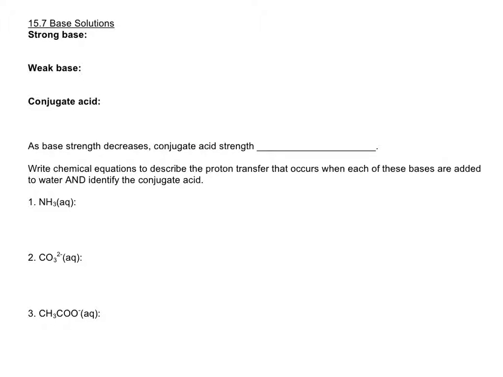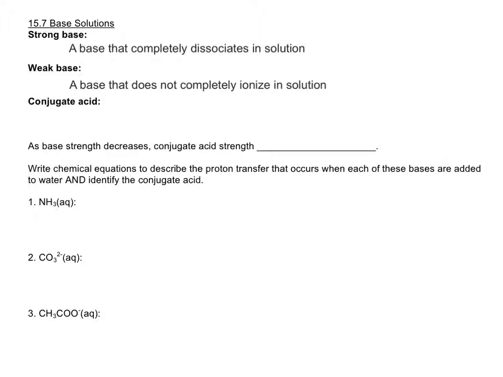Now let's spend a little bit of time talking about bases. So a strong base, just like a strong acid, is one that dissociates completely in solution. And a weak base is one that dissociates some, but does not dissociate completely. Okay, just like a conjugate base was what was left after the acid reacted, a conjugate acid is what's left after a base reacts. So after a base accepts a proton, you have a conjugate acid. Okay, so as the base gets better at taking a proton, it gets worse at giving up that proton, and vice versa. So as base strength decreases, conjugate acid strength increases.